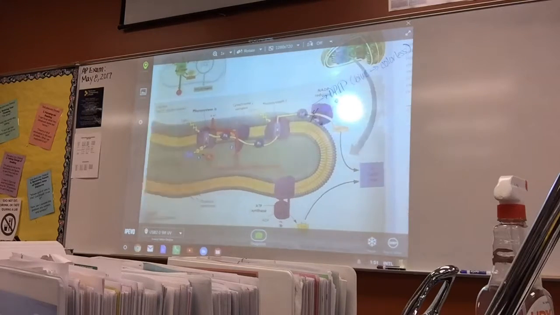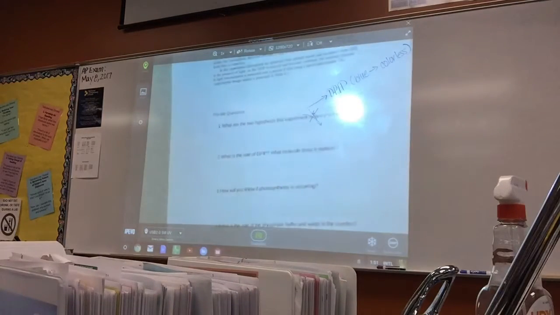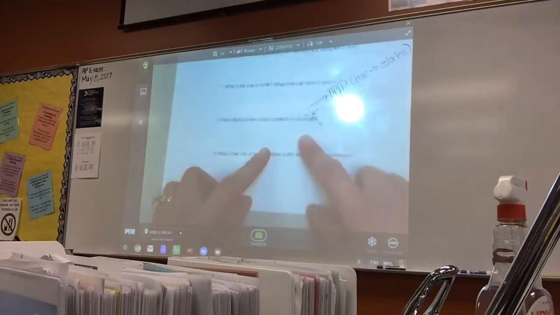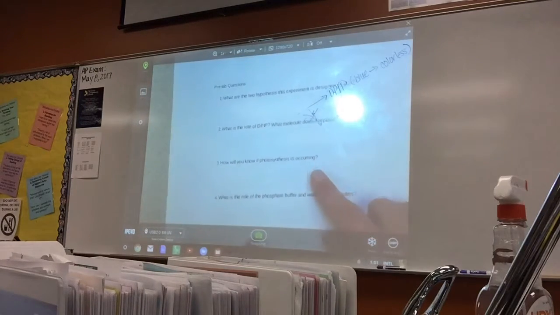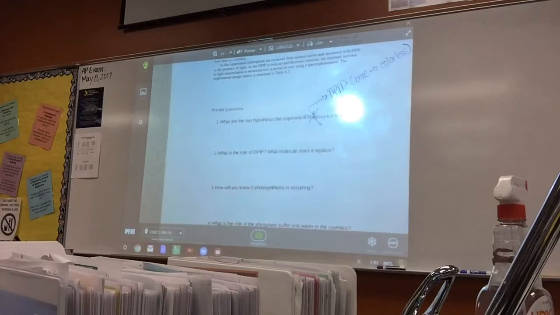So when we look back on the lab, number 3, how will you know if photosynthesis is occurring? Well, what do we put there?